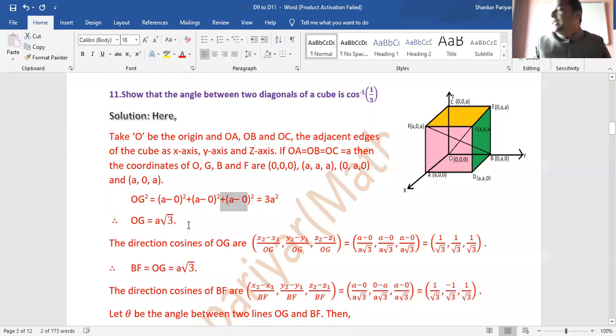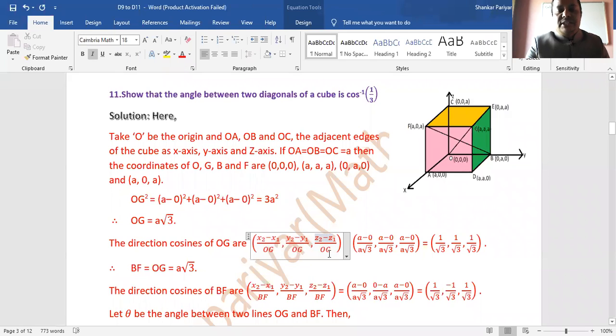Now, to get the angle between the two lines, first of all, you can find the directional ratios or the directional cosines. Therefore, the directional cosines of OG are x2 minus x1 by its distance, y2 minus y1 by its distance, z2 minus z1 by its distance.